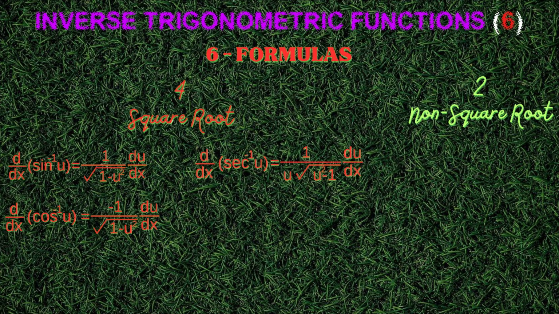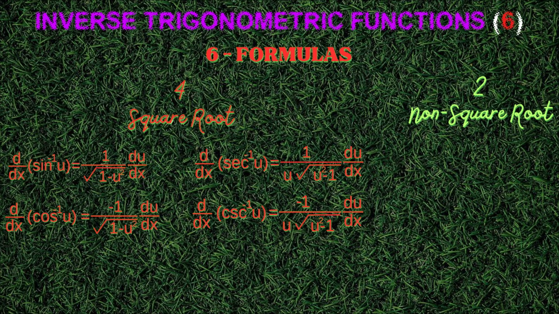For the derivative of arcsecant, we have 1 over u times square root of u squared minus 1 times du dx. Then, for the derivative of arccosecant, we have negative 1 over u times square root of u squared minus 1 times du dx. So basically, they are the same. Negative lang yung sa arccosecant.